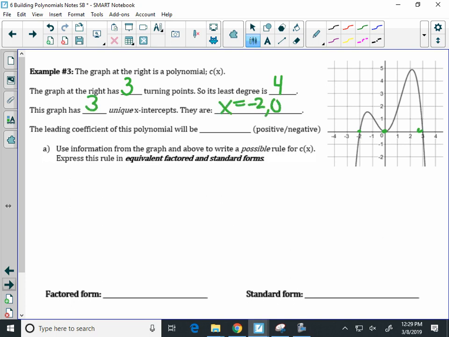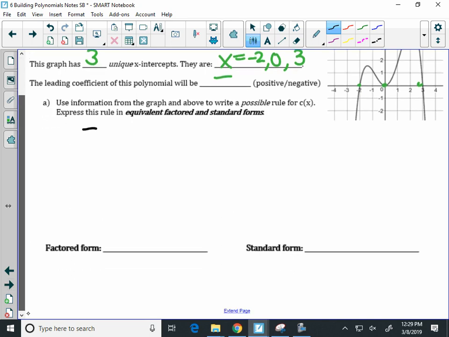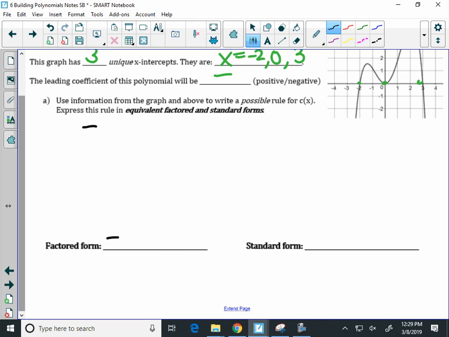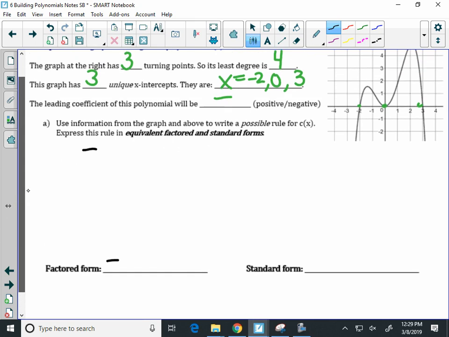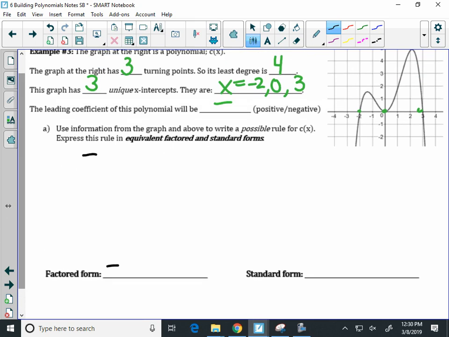-2, 0, and 3. And the leading coefficient of this polynomial will be negative. I'm just going to put a negative sign, but you can write the word if you want. Whatever floats your boat. Now, let's use the information. Let's write a polynomial here. So, if I have a negative leading coefficient, I at least have to put a negative in front of everything. And I guess actually, we can write this on the line for factored form if you want to. We'll have to rewrite it anyways, but we can at least put our negative.